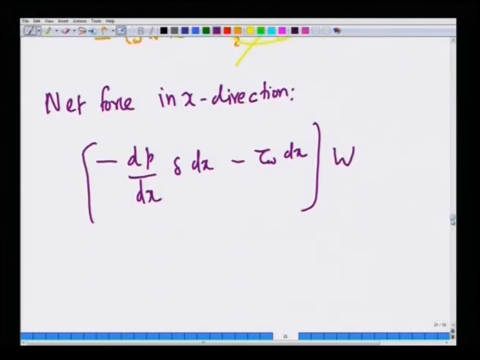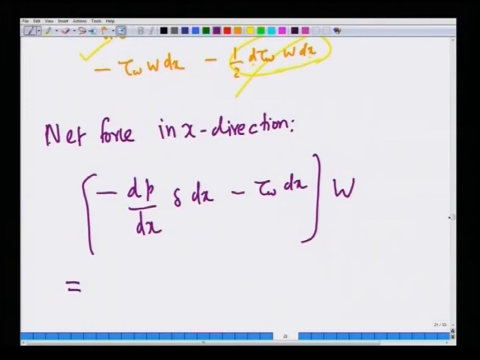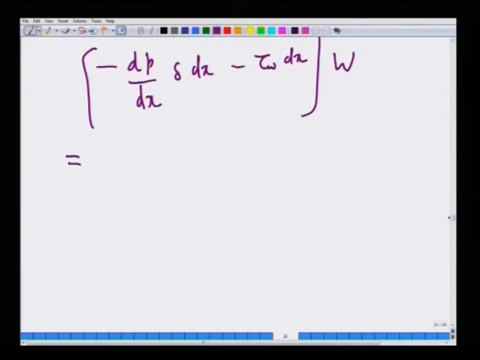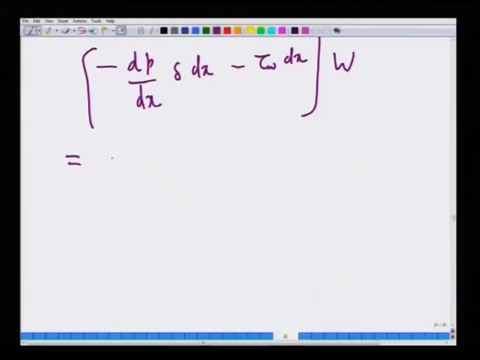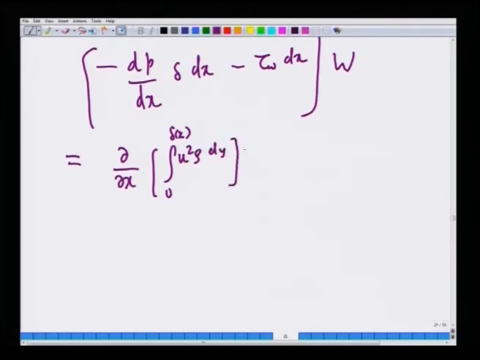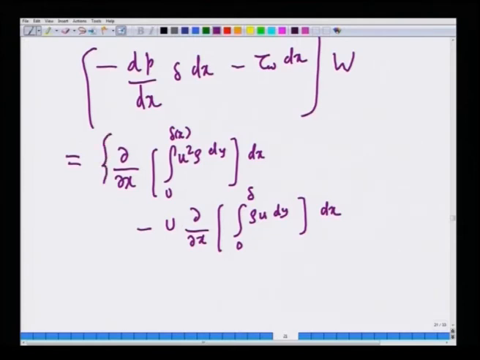Now, this will be equal to the momentum flux. If you remember, the momentum balance says that at steady state, the net force is equal to the net momentum flux out of the CV. So, we can simplify it to be d dx of integral 0 to delta of rho u squared dy, times dx, minus U d dx of integral 0 to delta rho u dy, times dx, and this entire thing is also going to be multiplied by w.